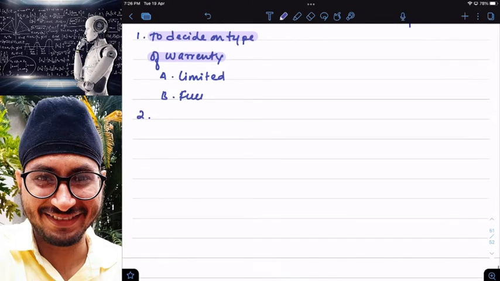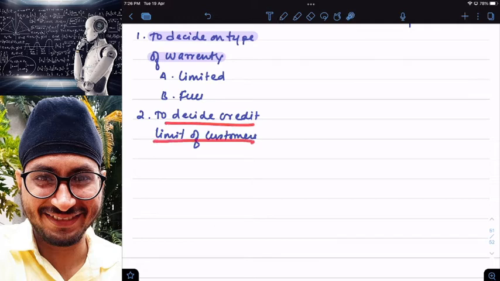Next, to decide the credit limit of customers. Obviously, this is also very important, sir. Credit limit given to the customer depends upon what? The customer's relationship with me plus the customer's previous history, whether that person has brand value in the market, whether this person is repaying the money on time or not, your CIBIL score. There are many factors that I have to keep in mind to decide the credit limit. And every customer will not be given the same credit limit.